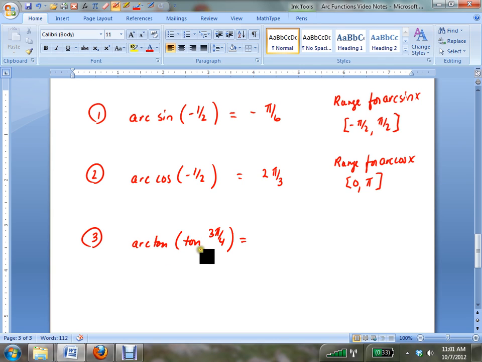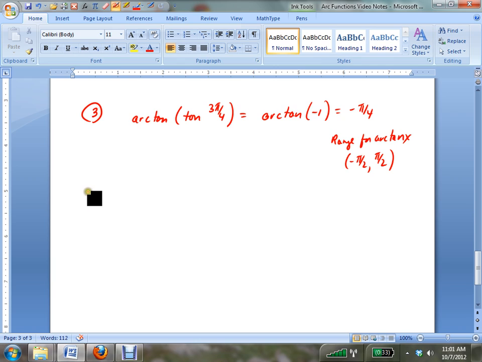I start this problem by doing the inside operation. So first thing I'm going to do is figure out what the tangent of 3 pi fourths is. I know that that tangent is equal to -1. So then I come up with the arctan of -1. And then I have to think which value would this be, and this is going to be -pi fourths. That is because the range for the arctan is -pi/2 to +pi/2.